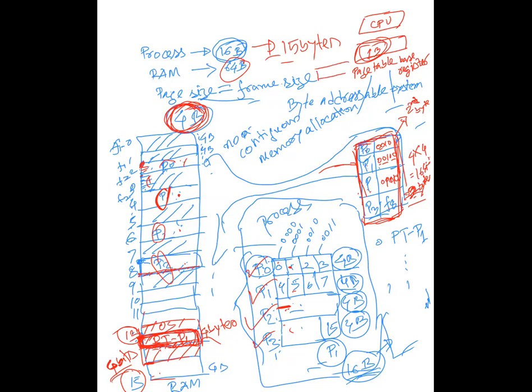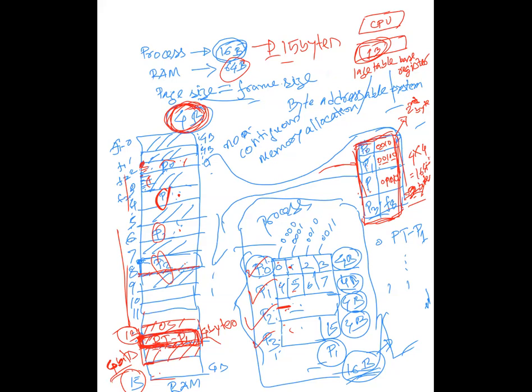So as you know, this address is 4 bits. Here every address is also 4 bits. So here it will generate the 4 bits. The CPU will generate the 4-bit logical address. The CPU will always generate the 4-bit logical address. It should be like this.